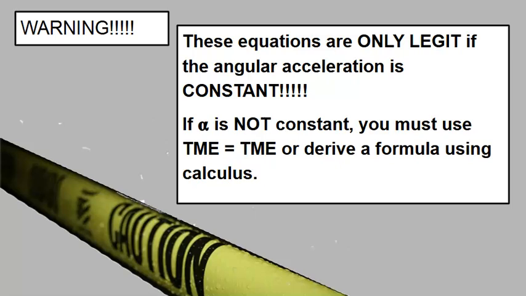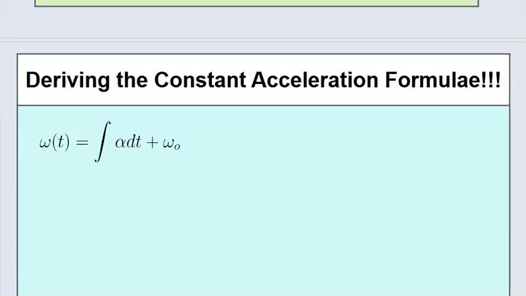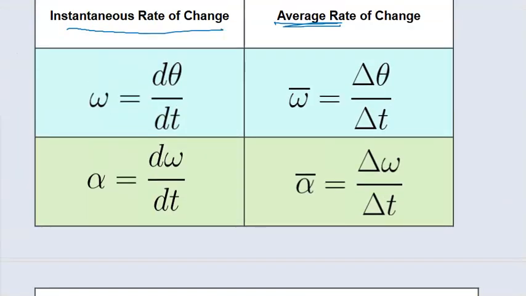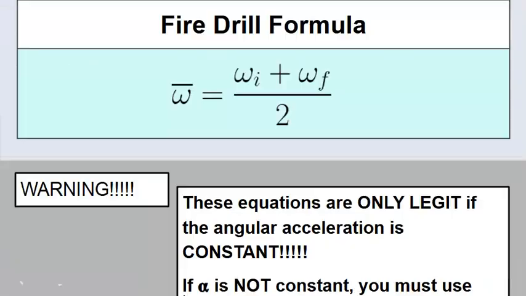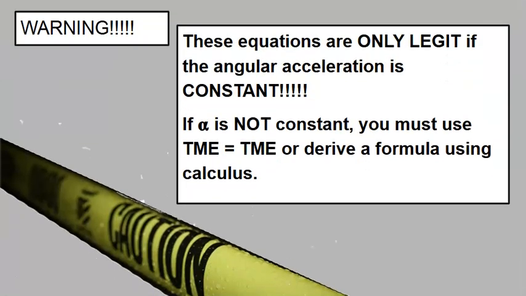These equations are only legit if the angular acceleration is constant. You only get a constant acceleration when you take the derivative of theta, the position function. I don't have it. The position function is a polynomial.